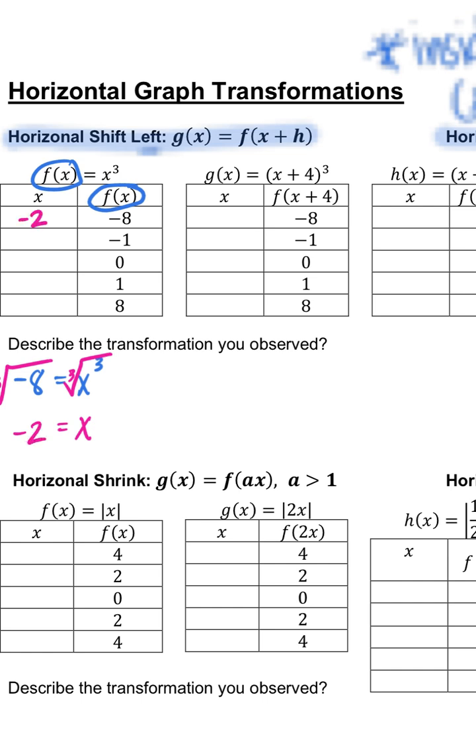So we're just going to work backwards. You do the same thing. The cube root of negative 1 is negative 1. The cube root of 0 is 0. The cube root of 1 is 1. And the cube root of 8 is 2.